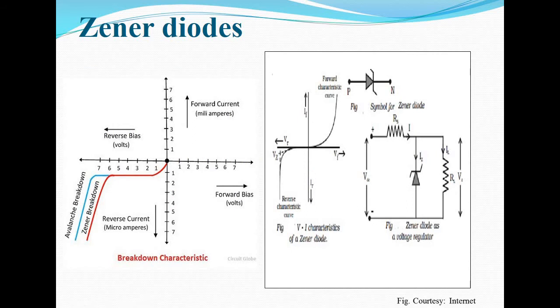Now you can see in the picture the symbol of the Zener diode. This is the anode and this is the cathode, and you can see here how the Zener diode is connected. You can see a resistor, then these are the two terminals where voltage is applied, and this is the load. Parallel to this load the Zener diode is connected. So the Zener diode also works as a voltage regulator.